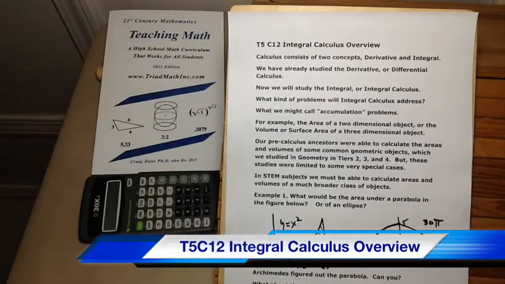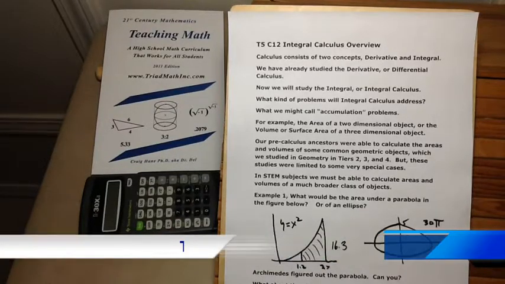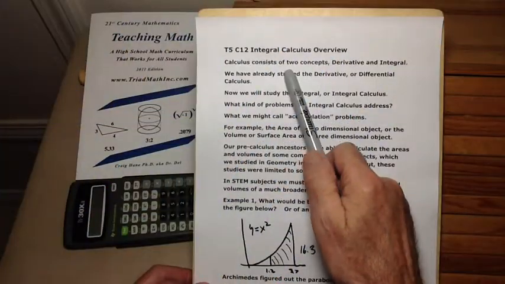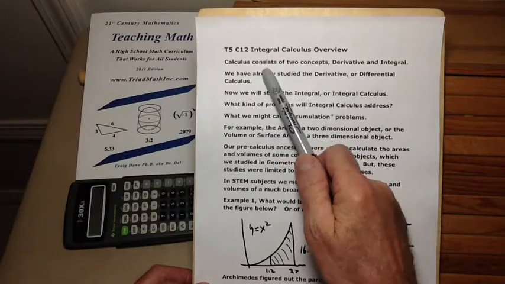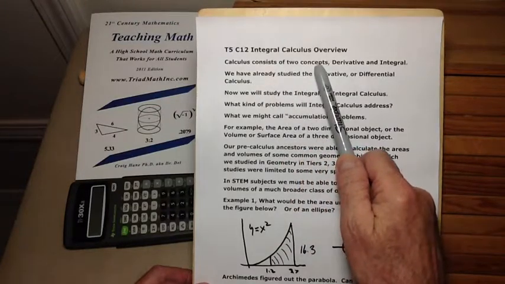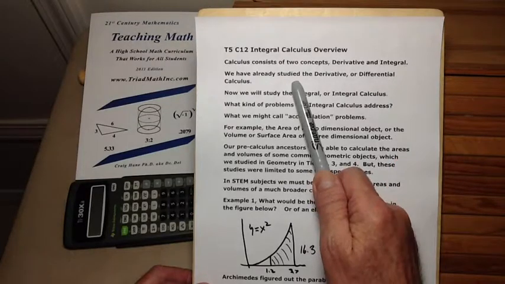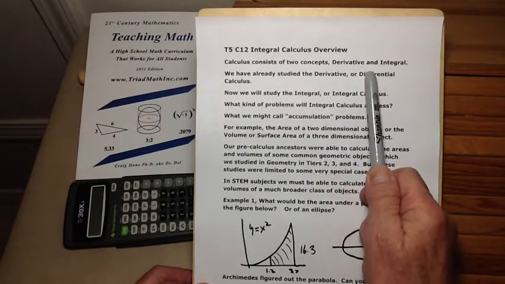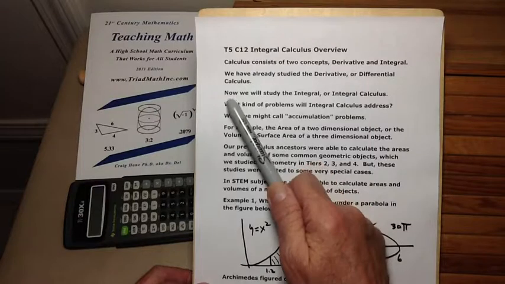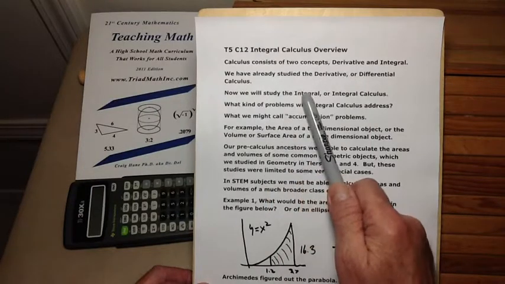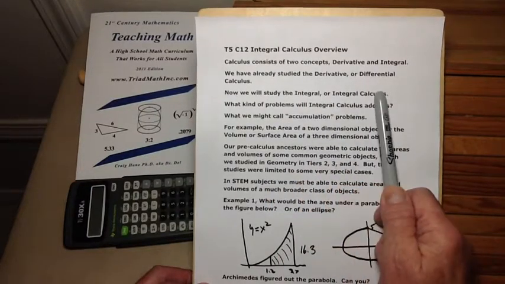This is Calculus lesson number 12 in Tier 5, and it's going to be an overview of integral calculus. Now, as I've told you before, calculus consists of two fundamental concepts, derivative and integral. As you know, we've already studied the derivative, or what is called differential calculus, and now we're going to take up the study of the integral, or what is called integral calculus.